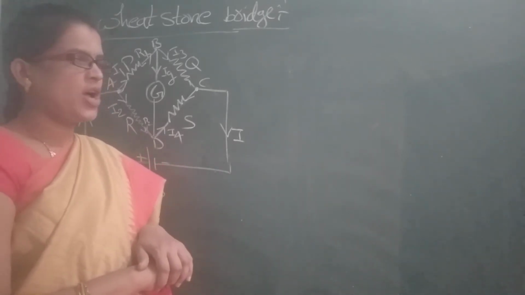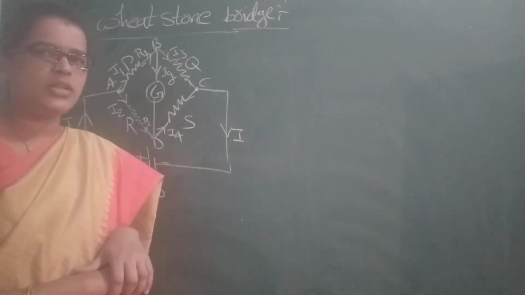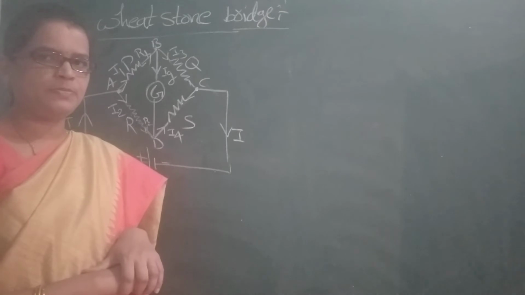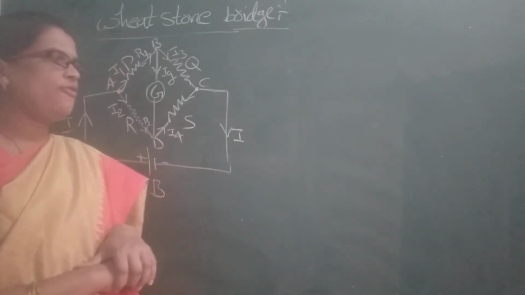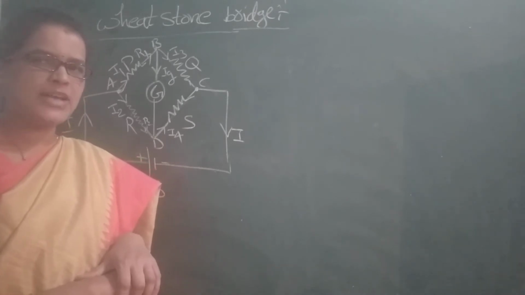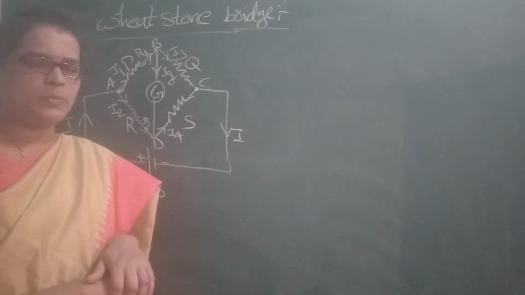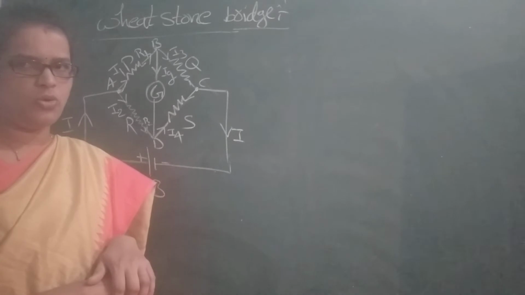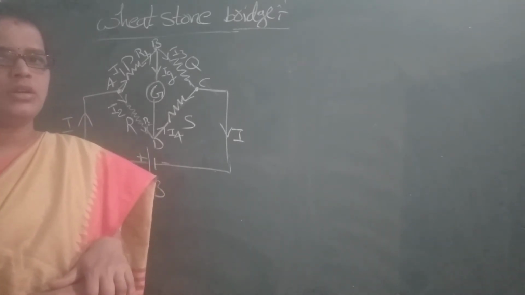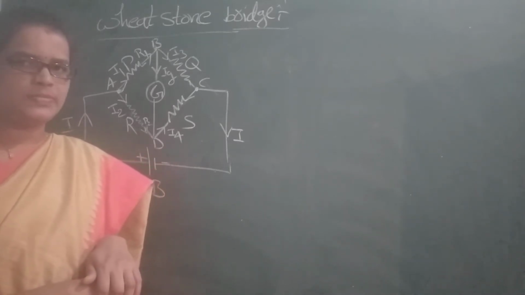Next, Kirchhoff's voltage law, which we can also call Kirchhoff's loop law. According to the loop law, the entire voltage passing through the system will be equal to 0. The algebraic sum of voltages will give 0.